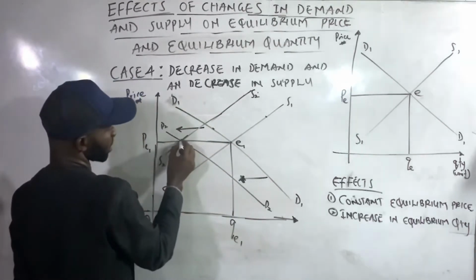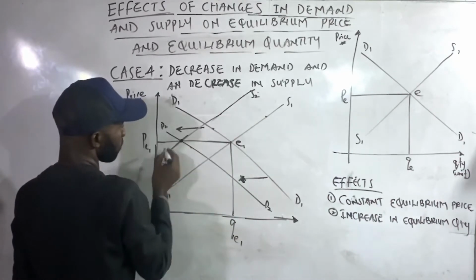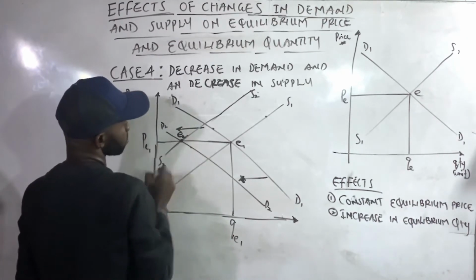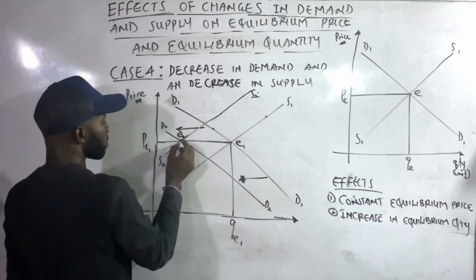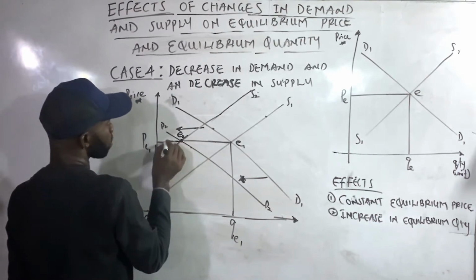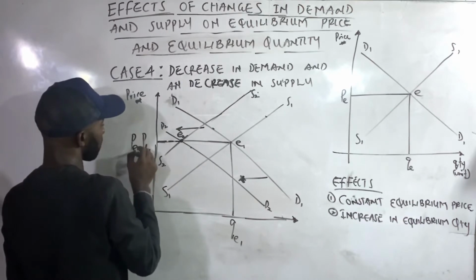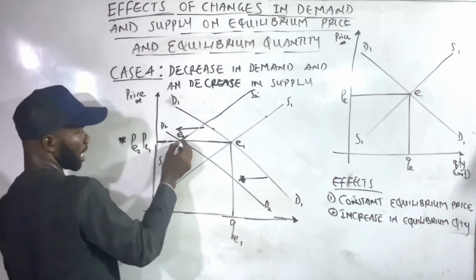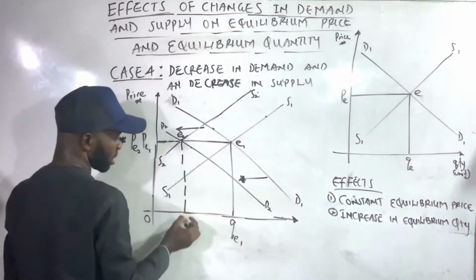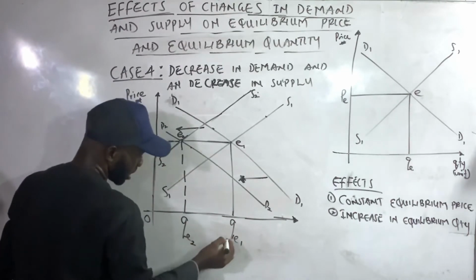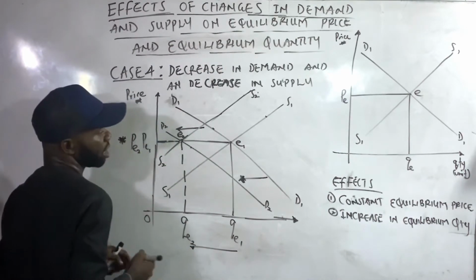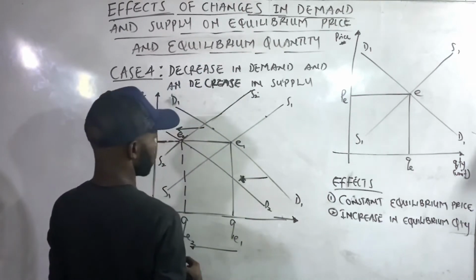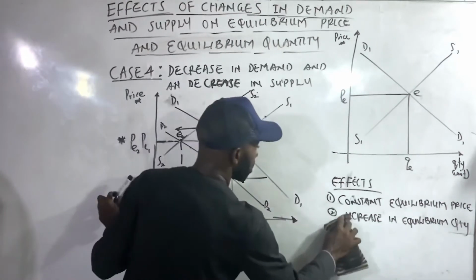The new point of intersection is here. New supply curve, new demand curve. They meet at this point. We'll call it equilibrium point 2. Equilibrium point 2 has to be traced to the price axis, giving us equilibrium price 2 at the same point with 1. So putting an asterisk to show that it's constant, and then we'll trace it to the quantity axis. You can see that there is a decrease in this. Effects. Constant equilibrium price. And then there's a decrease in equilibrium quantity.